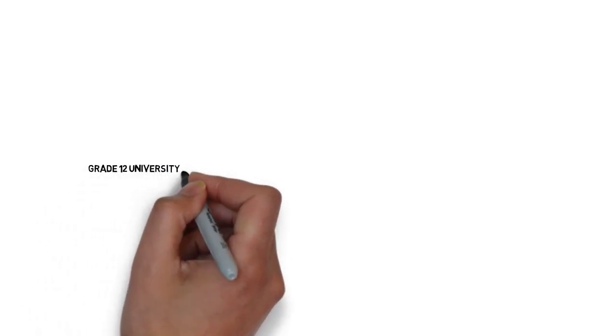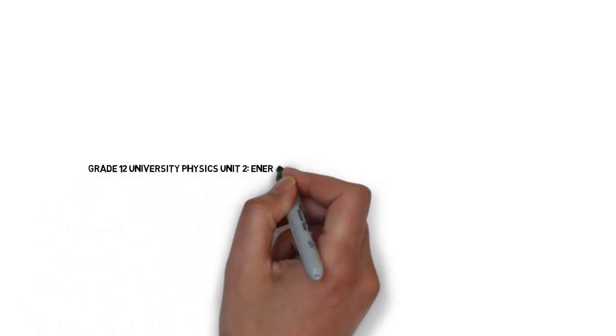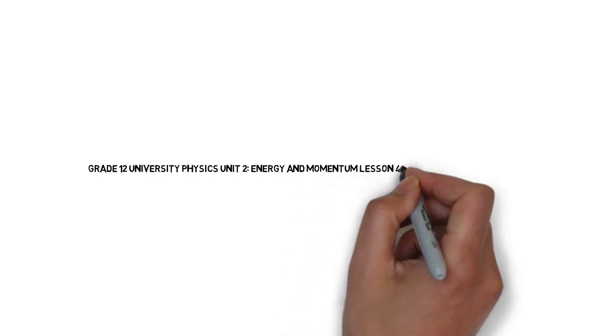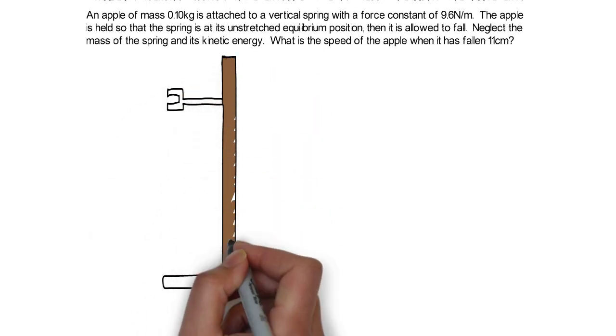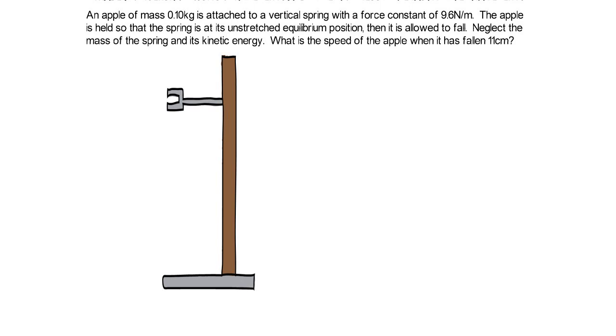This is Grade 12 University Physics, Unit 2, Energy and Momentum, Lesson 4, Elastic Potential Energy. In this question, we have an apple of mass 0.1 kilograms attached to a vertical spring with a force constant of 9.6 newtons per meter.